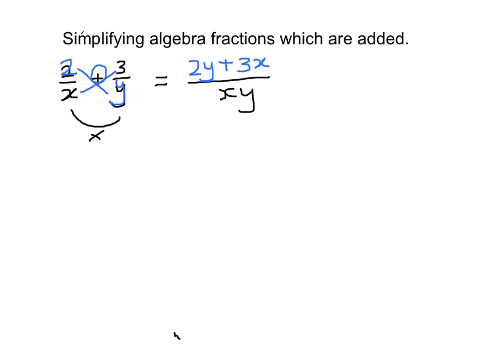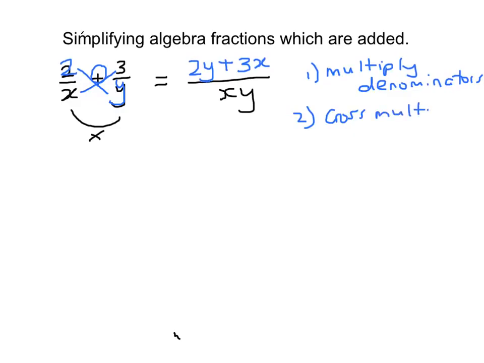Okay, so another example. So the first step for that is to multiply the denominators. Multiply denominators. And then the second step is to cross multiply the numerators. Cross multiply. So this is when we're adding or subtracting fractions. Numerators.